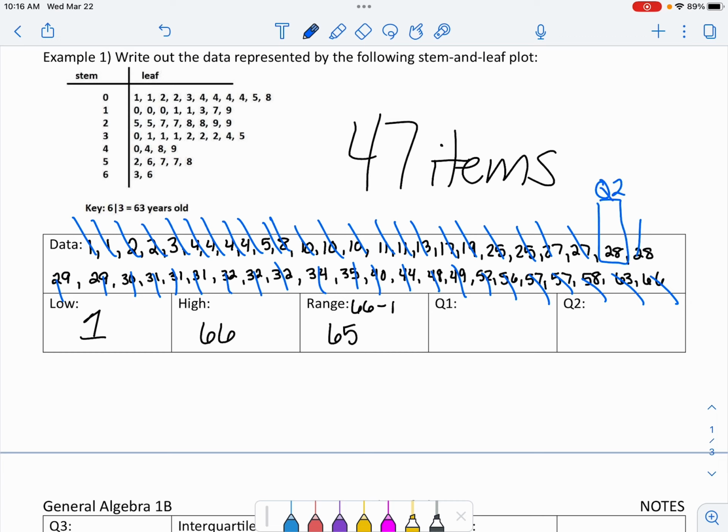That's your Q2. We will not include that when we do Q1, so we cross it off. Okay, so what do we have now? We have 23 items on either side. Everybody go 11. 11 now. That'll do it.